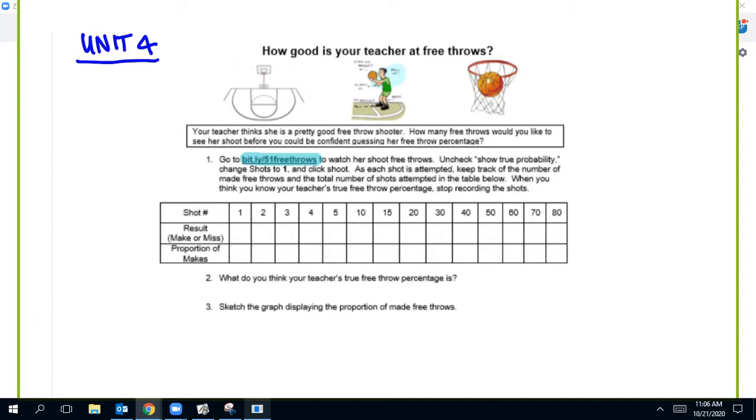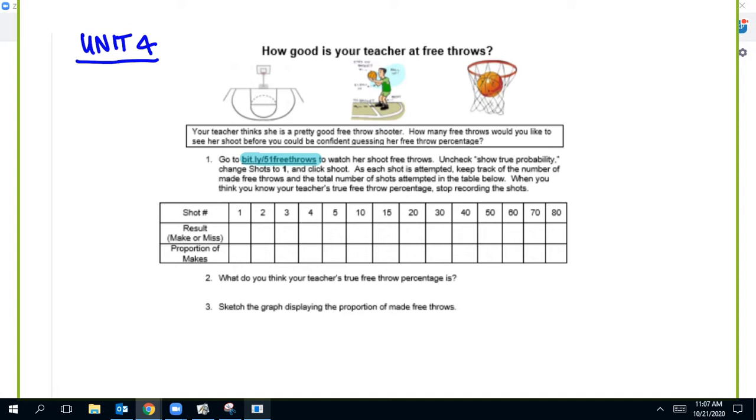And you'll record whether I make or miss. Just use a check for a make or an X for a miss. And then proportion of makes. So this would be out of 1, out of 2, out of 3, out of 4, or you can do it as a percent. When you get to the 10th right here, you'll want to do 5 in a row and just record the last shot for the 10th, 15th, 20th, and this first top row. So you can try to make that faster, or you can just click the button 5 or 10 times, depending on which one you need to get to.